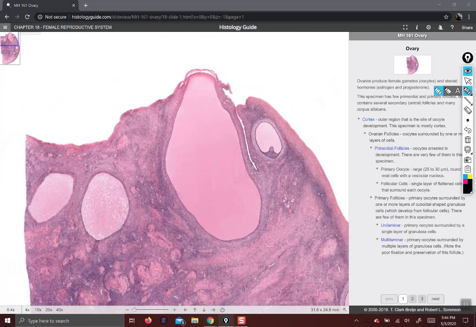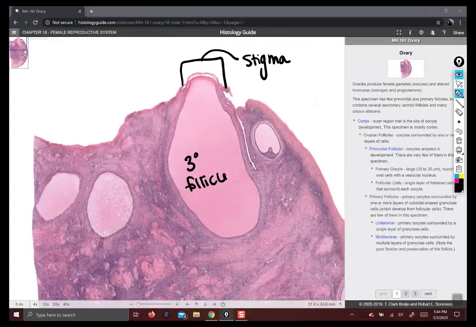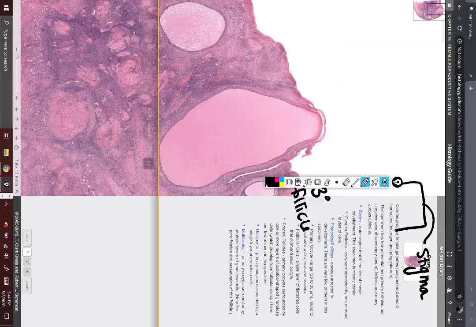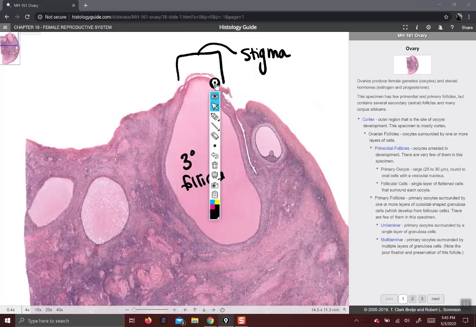So this guy right here is a big, huge tertiary follicle. Again, can't see the oocyte, don't need to, you know it's there somewhere. This little sticky outy bit that's about to burst is called the stigma. So the oocyte of this particular follicle and the granulosa cells of the corona radiata are going to come out of that stigma specifically.